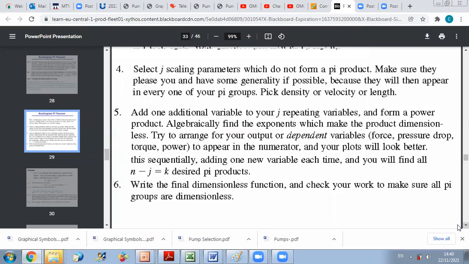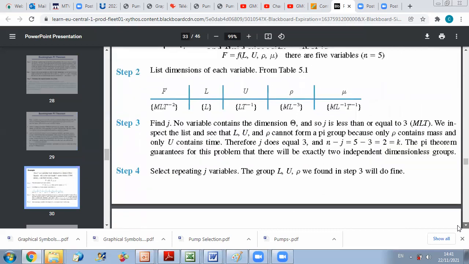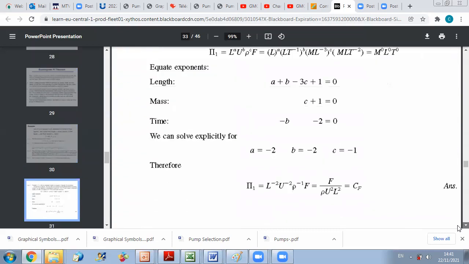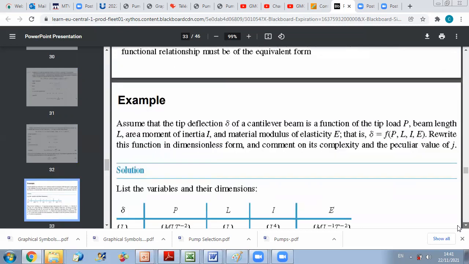Six, write the final dimensionless function and check your work to make sure that all pi groups are dimensionless. Okay, any question on these steps? So this is the first method to determine groups. We have several methods. Another one is by inspection. Okay, it's also an easy method. Let us go over it.